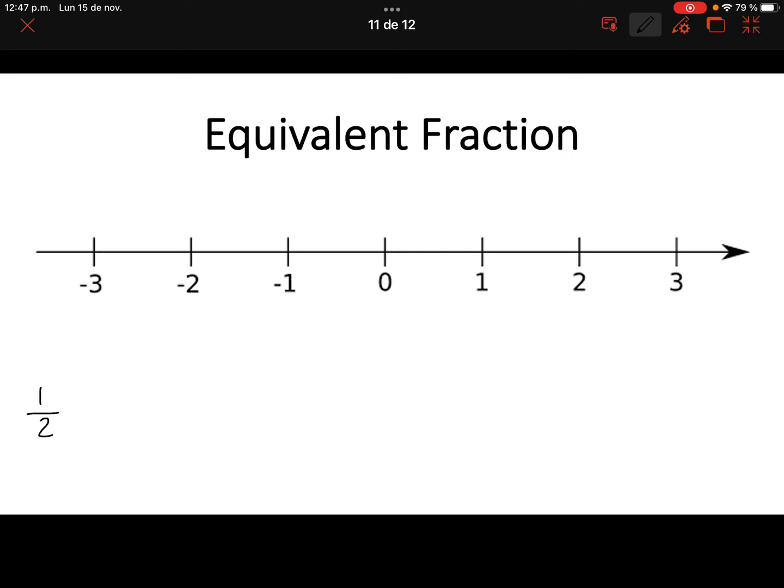Then 2 is the number of divisions that we have to do per unit. The first unit is from 0 to 1. Let's divide it into equal parts. Okay, now it's divided into equal parts. And the number at the top is the number of sections that we have to take. Then from 0, 1, here is 1. Okay, then here is 1.5. That's the position for 1.5.